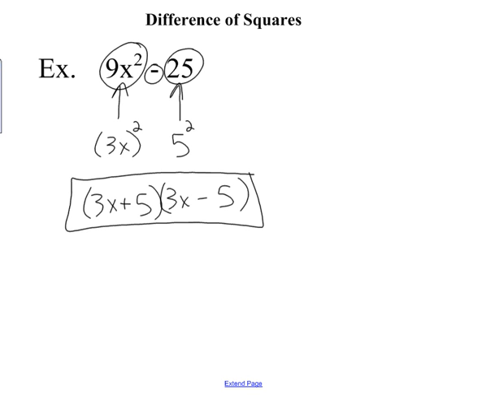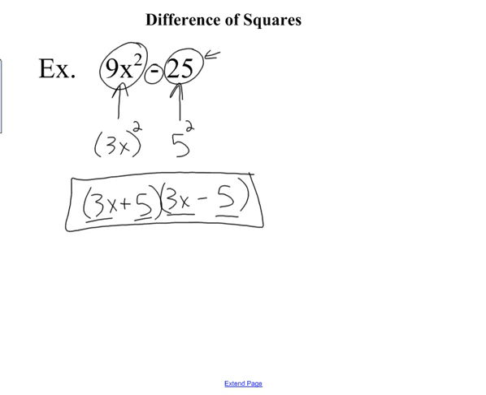So again, you take the square root of the first term. That's the first term of the two binomials. You take the square root of the second term, and that becomes the second term of the two binomials. And then you put a positive and negative in between the two terms inside your binomials. They're actually called conjugates when the first terms and the second terms are the same and the signs are different.